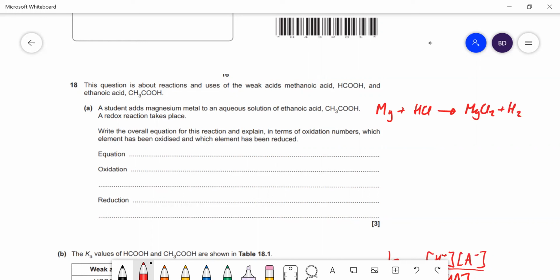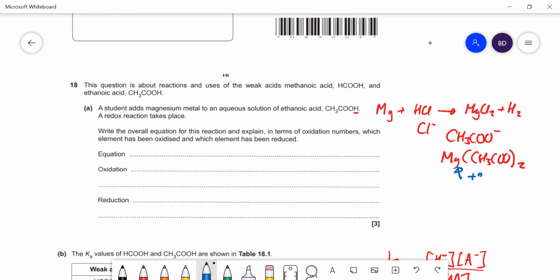Ethanoic acid is just like HCl. It is a monobasic acid. You've got one proton, right? So instead of the chloride ion here, we're going to end up with the ethanoate ion. So the formula of magnesium ethanoate is going to be Mg(CH3COO)2, and of course the magnesium is going to be the +2 ion.